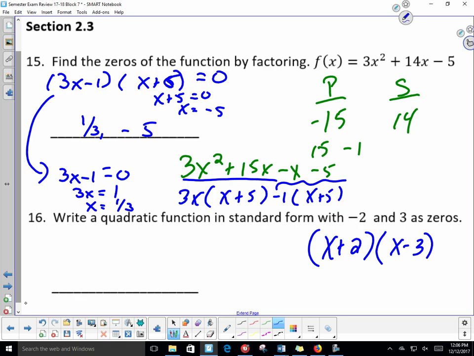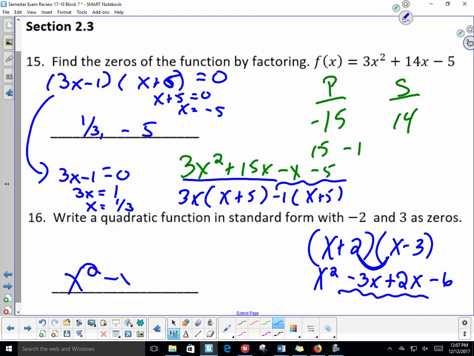I'm going to FOIL. When you FOIL them, what do you get? You get x squared minus 3x plus 2x minus 6. Then I'm going to combine my like terms, so these two in the middle are my like terms. And I end up with negative x. My final answer is x squared minus x minus 6. Yes.